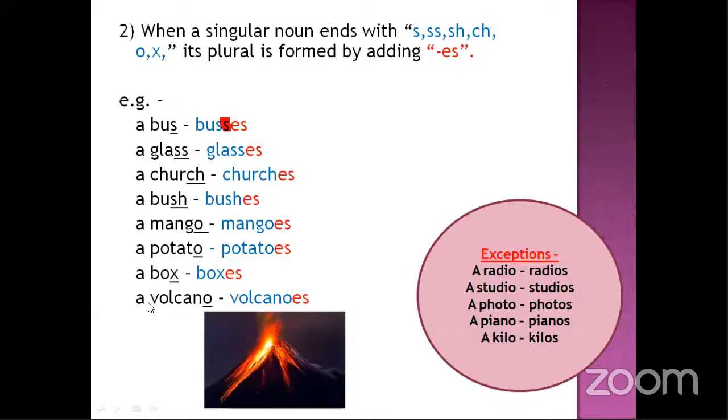Now look at this one, a volcano. Last letter is O, so we have added es. That's okay. But now here this word also ends in O. Radio. The last letter is O. But when we pluralize this kind of nouns, we are adding only the letter S.